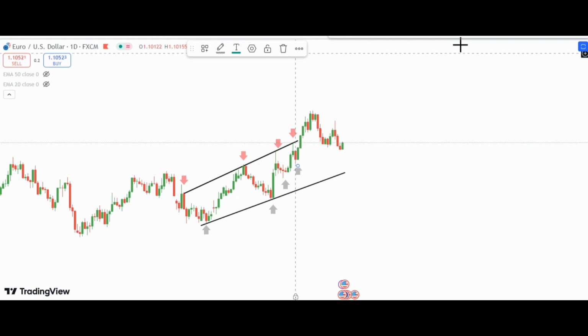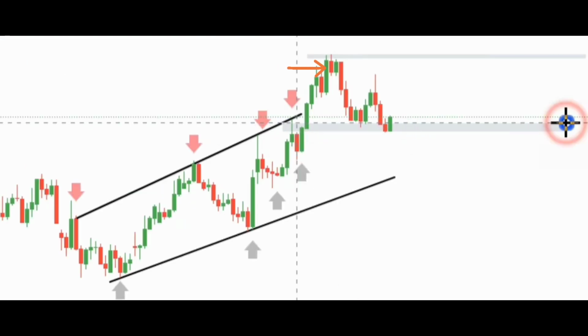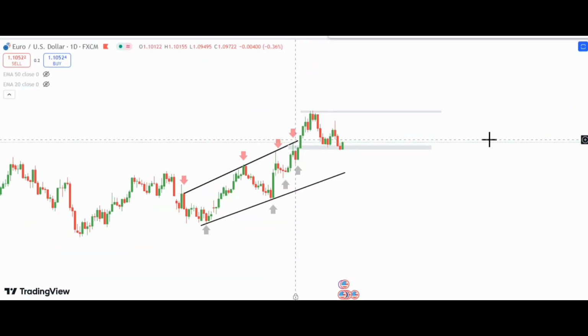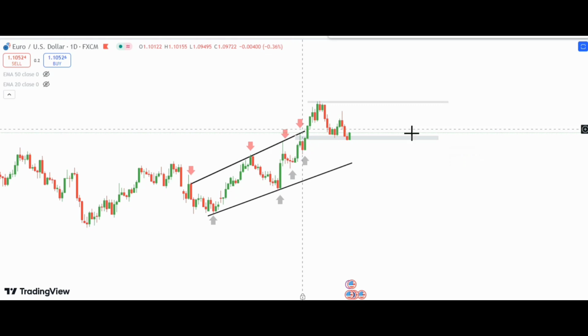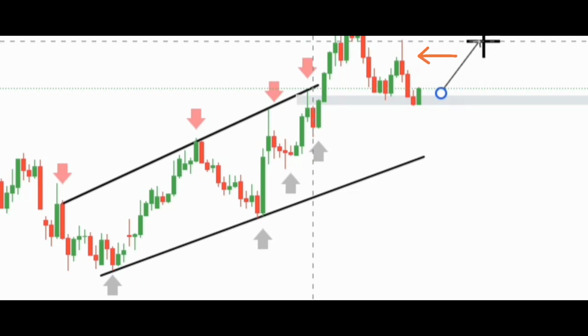On this EUR USD chart, we see an ascending wedge, which is a bullish continuation pattern, but notice how the price struggles at the 1.11564 level. This is a key resistance zone. We also mark significant support and resistance levels, such as the 1.10485 area. These levels are crucial because they guide us in identifying high-probability trade setups.